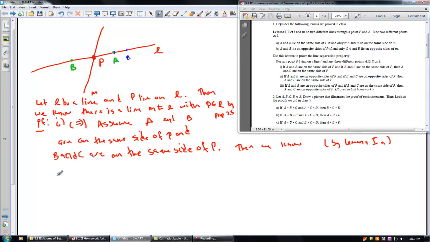Once we have that, we can use the betweenness axiom 4 to conclude that A and C are on the same side of M. Thus, A and C are on the same side of P, again by lemma 1 part A. So after you do this, you're going to say, by B4 part 1, again, A and C lie on the same side. Let's erase that.